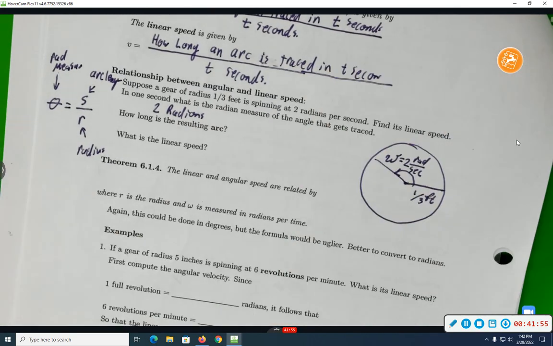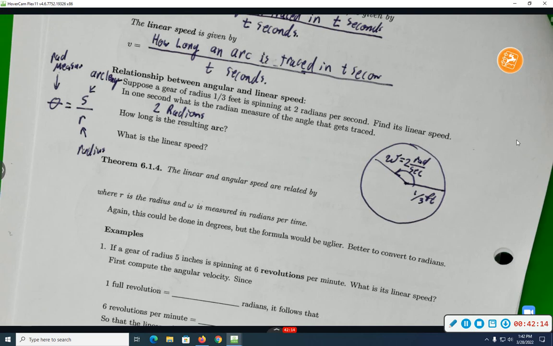So let's try to determine the arc length of this thing. Do I know what the angular measure is right now? Yeah, it's 2. Do I know what the radius of the circle is? Yeah, it's 1/3 foot. That looks like we could solve that equation for us?